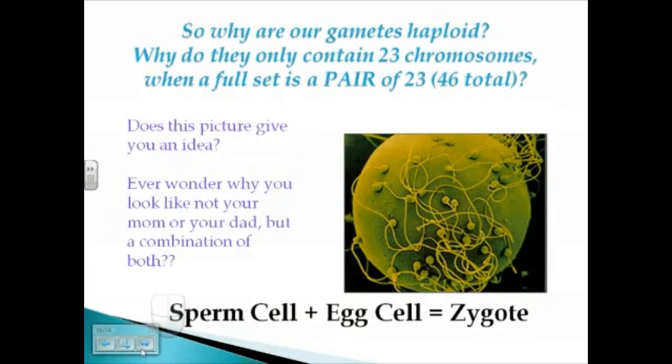So the idea of why those haploid cells are supposed to be half as many chromosomes is, like I already said, that the 23 from mom's egg cell and the 23 from dad's sperm cell should join together. So we should have 23 in the sperm cell, 23 in the egg cell, and a zygote, and that zygote is the very first cell that an organism starts out as.